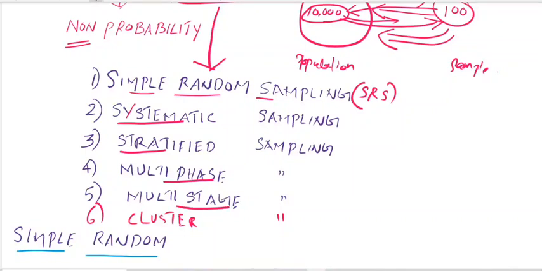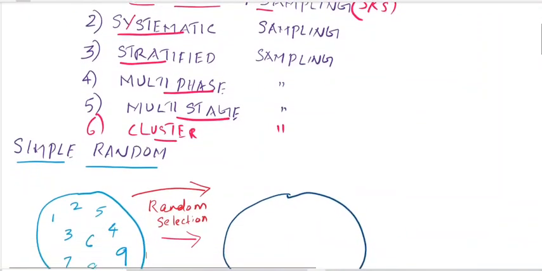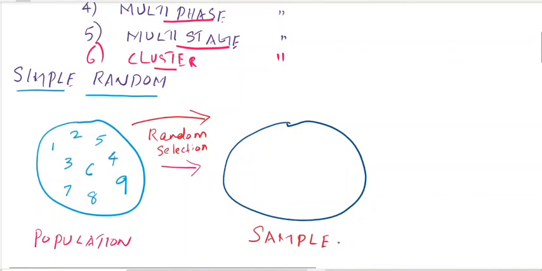Then cluster sampling. These all are probability sampling, which ensures the probability of each participant to become a sample, and it would be representative of the total, the original population. So we'll start with the first one, that is simple random sampling.